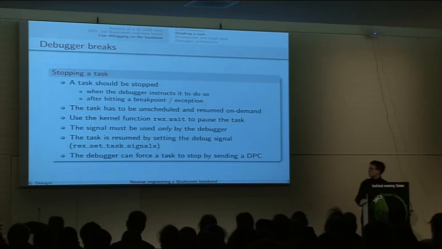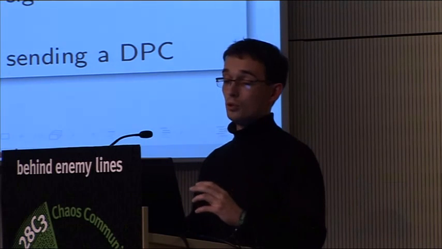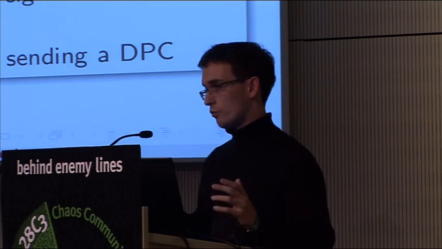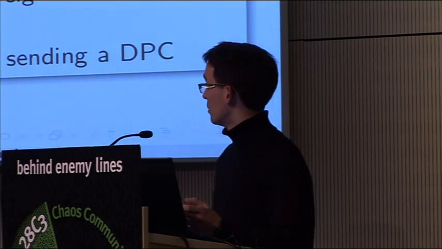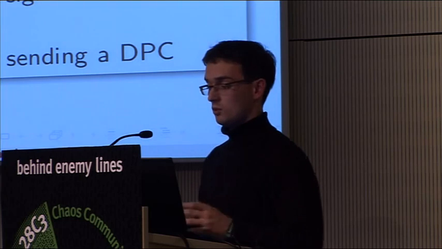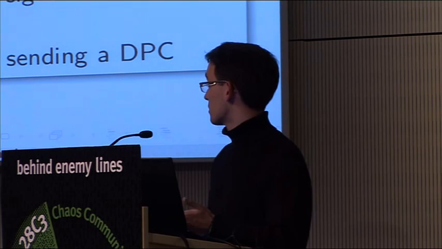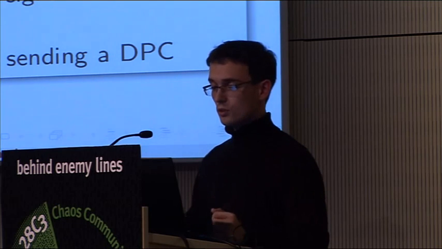So what is done is that I have to execute this piece of code in the context of the task. I could patch the code of the task and redirect the control flow, but the kernel directly offers an API to execute code in the context of another task with a DPC. So I create a DPC and send it to the task, telling the task to wait for this signal.